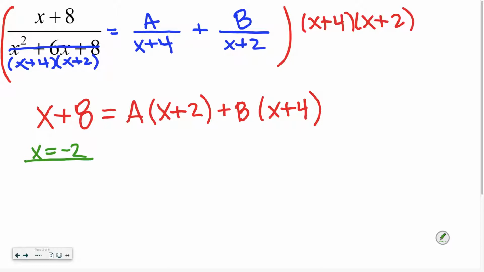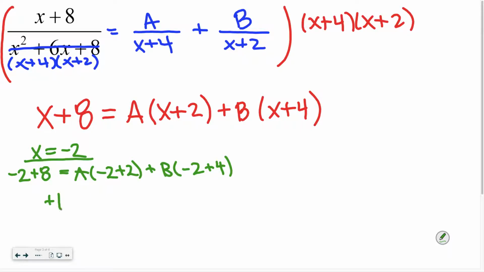If I plug in x is -2, we would get -2 plus 8 equals a times -2 plus 2 plus b times -2 plus 4, right? I'm plugging -2 for anywhere there's an x. Well, what happens right here? This is 0. That was the whole point. What's 0 times a? 0. So this goes away, and we're left with positive 6 equals 2b. So b equals 3.